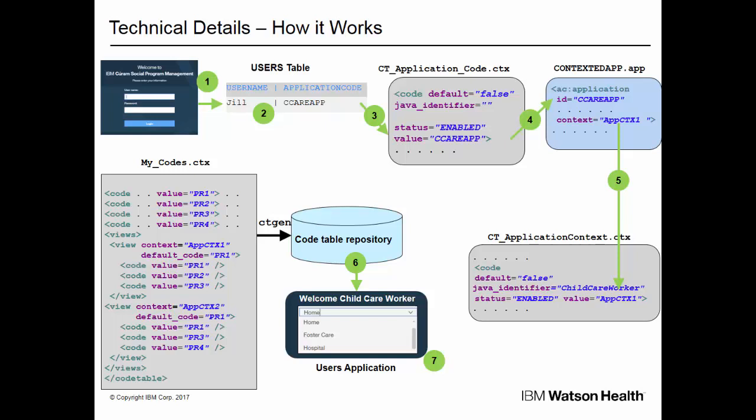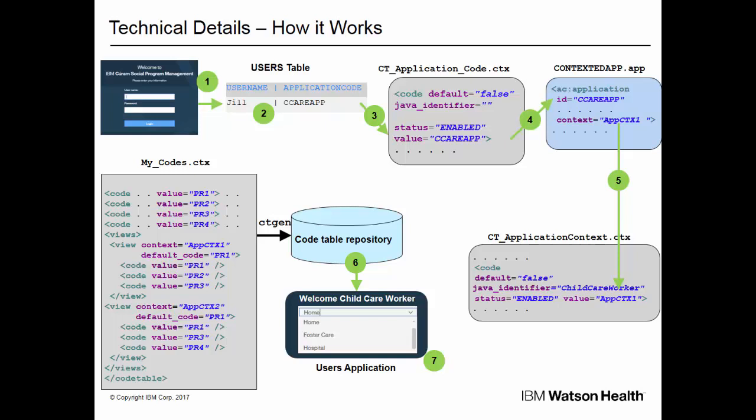CTGen generates 3 outputs during build time: a Java symbol file to refer to the item from your Java classes, localized property files, and SQL to load the codes and views into the code table repository.